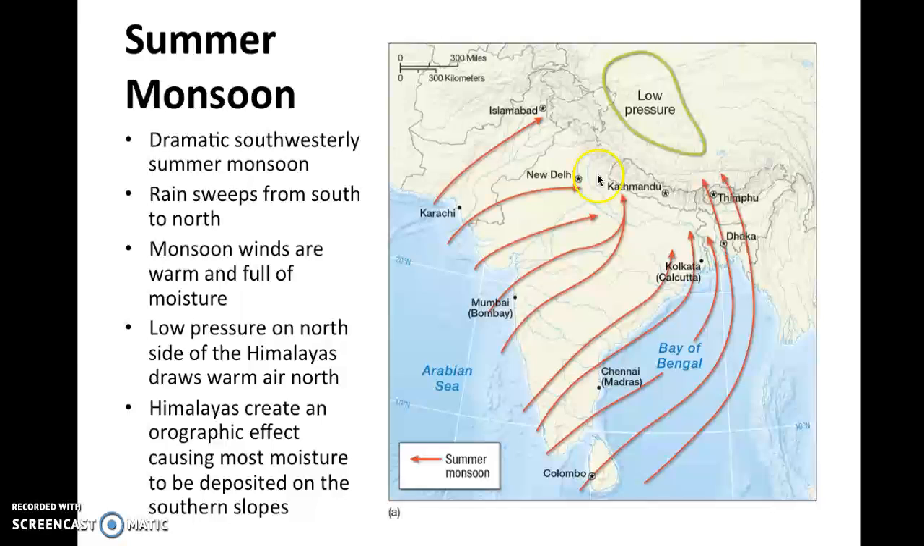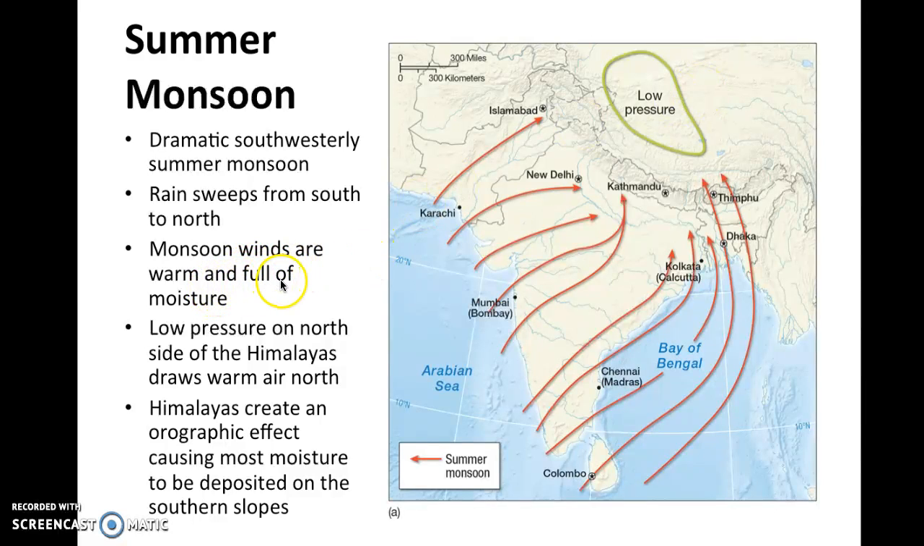This is a very high mountain range, and there's a concept called the orographic effect, which means the moisture drops on the windward side, so on the side that's getting the wind. In other words, most of the moisture is going to fall on this slope right here, and this area over here is going to remain relatively dry. Not a whole lot of moisture.